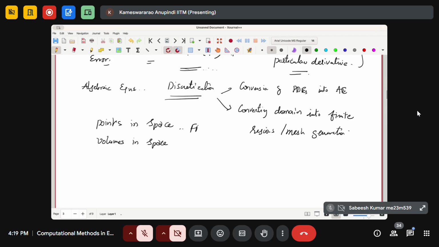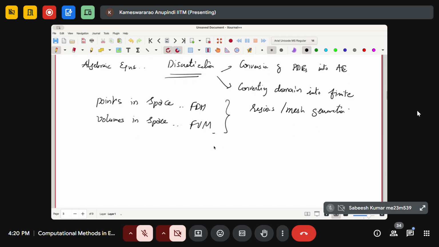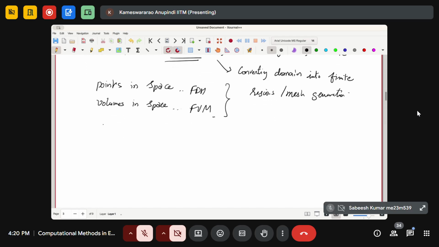Let us say if you use finite difference method or finite volume method, we're going to essentially discretize our domain into finite volumes or finite elements or finite points and so on. Okay, finite vertices and so on. So we are going to use one of these methods. So essentially now we have to generate a mesh, or mesh generation.